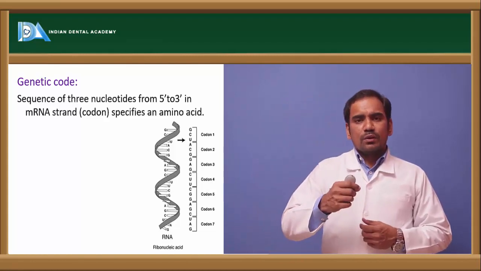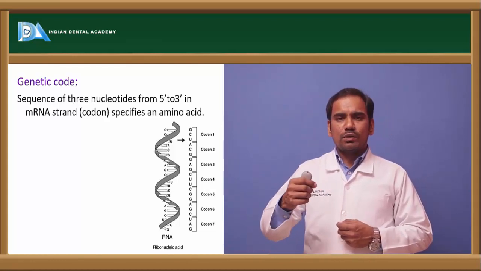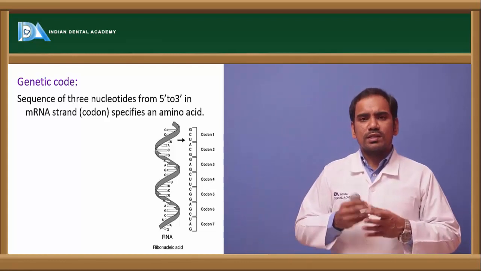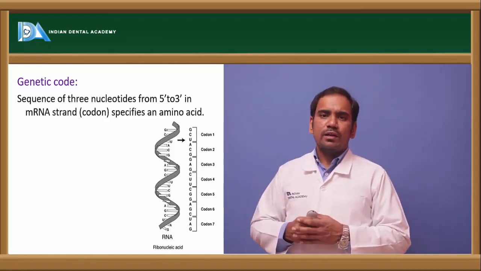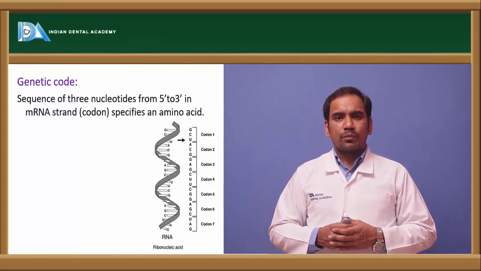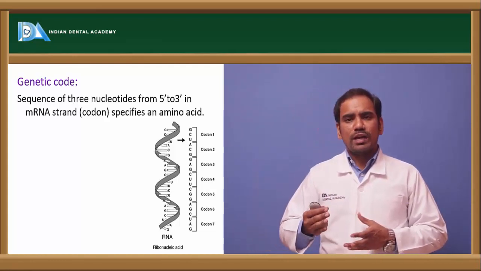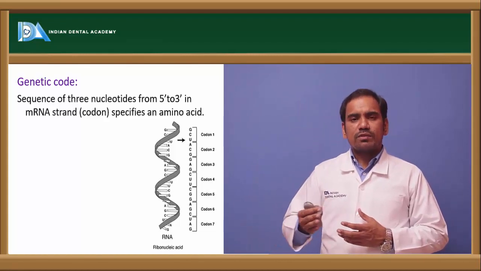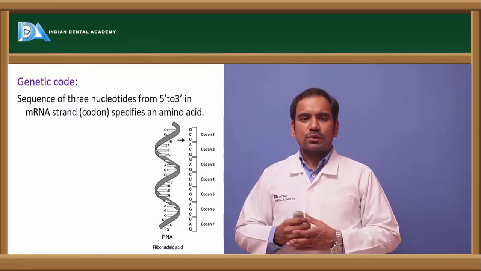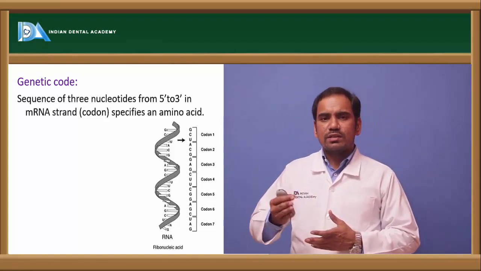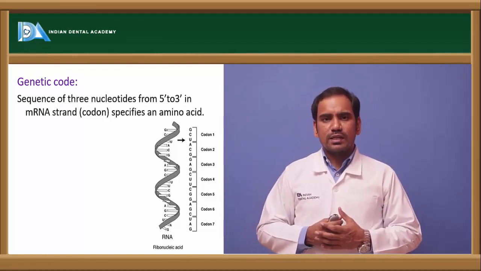A codon is a sequence of 3 nucleotides in an mRNA, and those codons in an mRNA specify a particular amino acid. So this is called the genetic code. The sequence of nucleotides in an mRNA which specifies a particular amino acid, so that a protein or polypeptide can be synthesized, we call the genetic code.